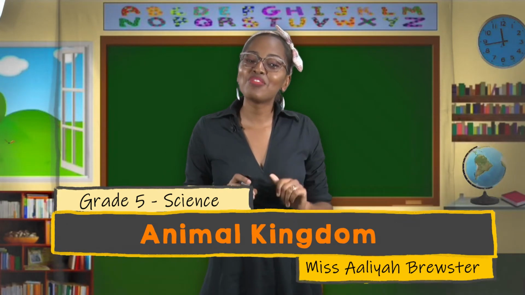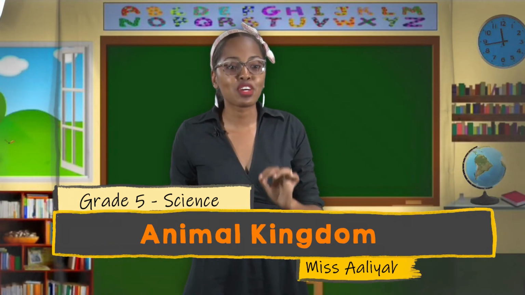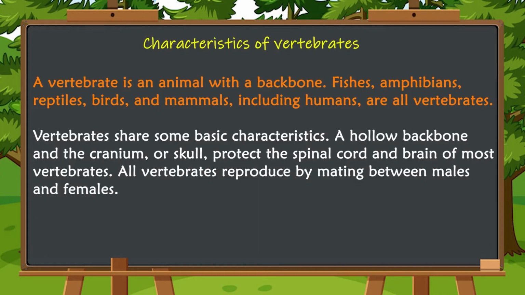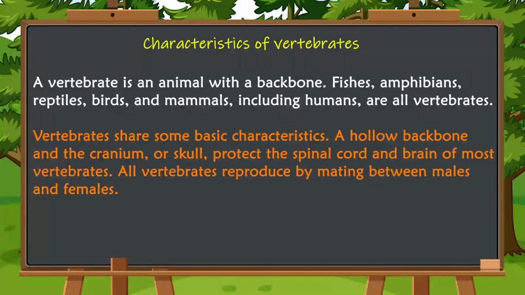Let's move on to discuss further the characteristics of vertebrates. Vertebrates, I repeat, are animals with a backbone. These include fishes, amphibians, reptiles, birds, and mammals, including humans, which are all vertebrates. Vertebrates share some basic characteristics. They have a hollow backbone and a cranium or skull that protects the spinal cord and brain from most injuries. All vertebrates reproduce by mating between a male and a female.